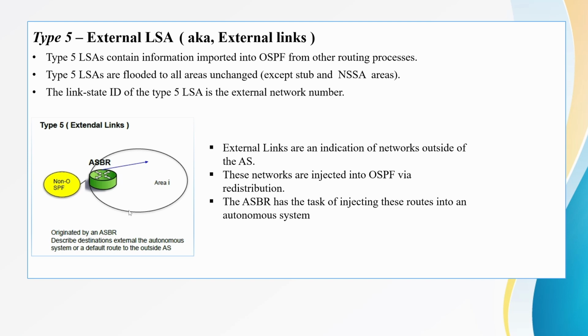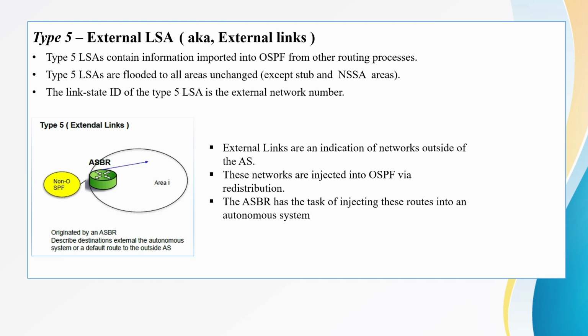This diagram shows the ASBR redistributing the external routes information into the OSPF. And the OSPF generates type 5 LSA for them, then floods this type 5 out. So external links are an indicator of the network outside the AS. Those networks are injected into the OSPF via redistribution. The ASBR has the task of injecting those routes into an autonomous system.